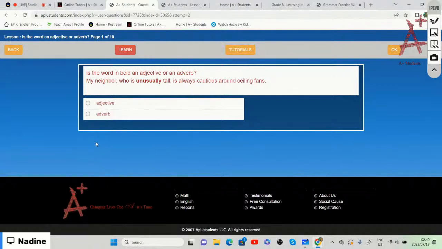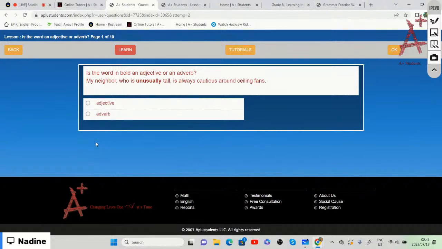What is it being described? What is it modifying? Unusually, right? So, it is either telling us about how tall the neighbor is. So, tall is being described or tied within the sentence.